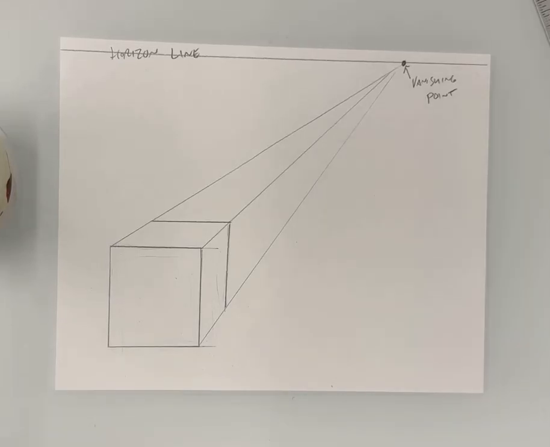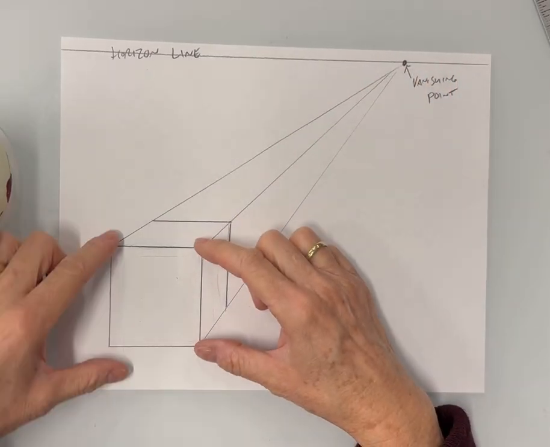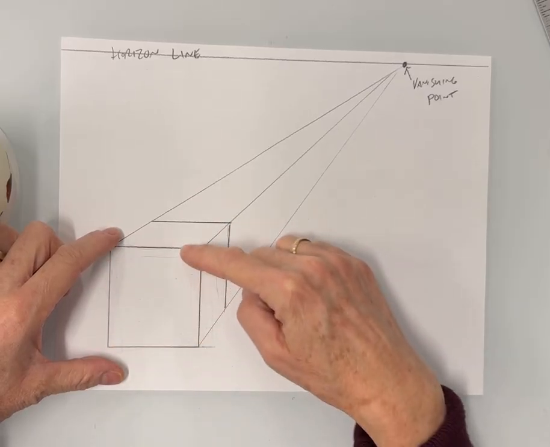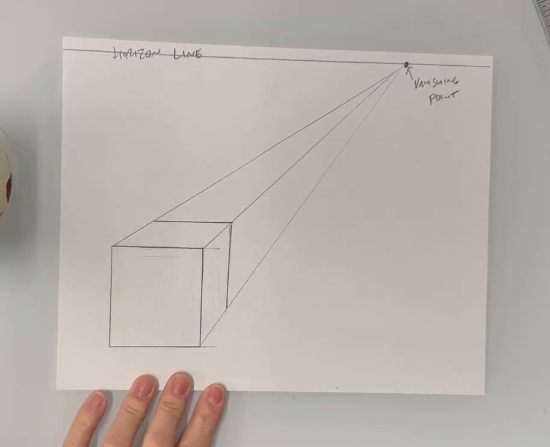All right, here we go. So we've got a vanishing point, a horizon line. We've done a square that's a fairly just guesswork size. We've got our two sides. Now, this is the fun bit for me.